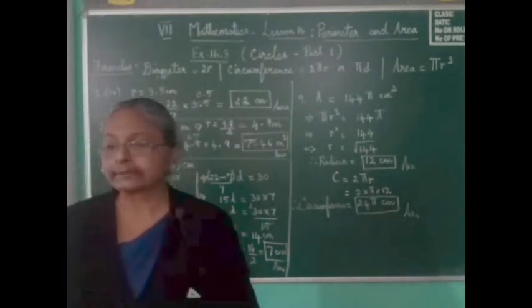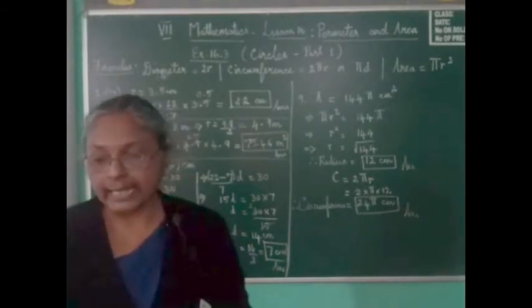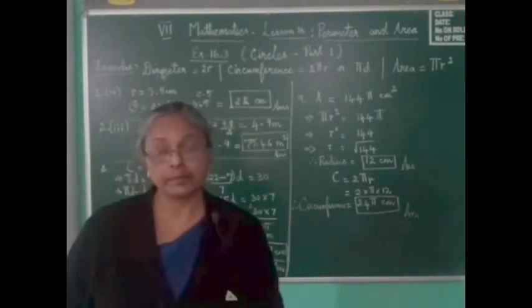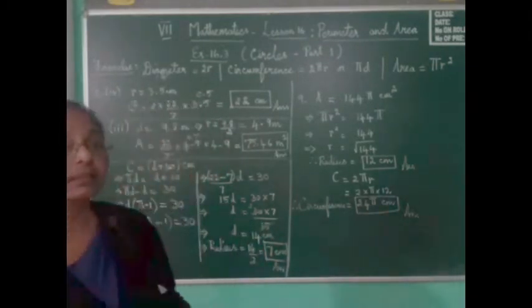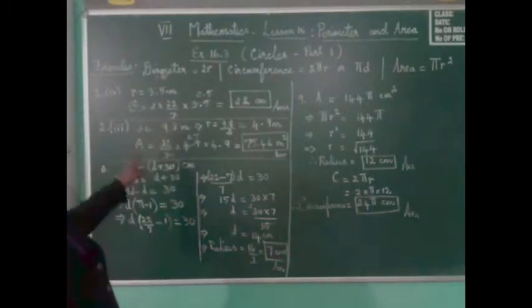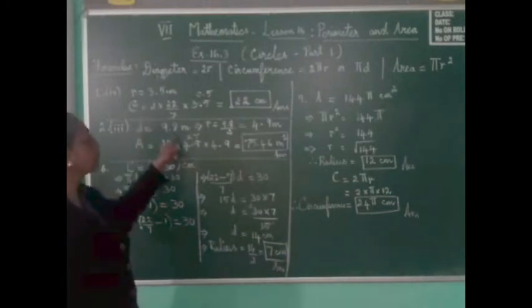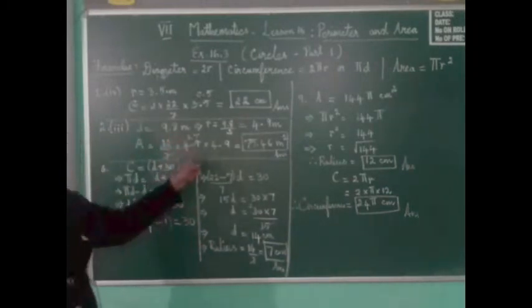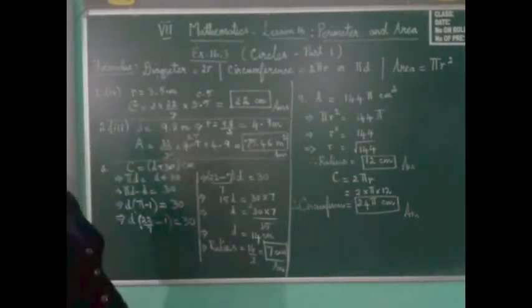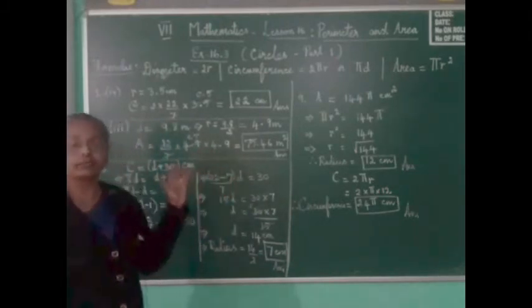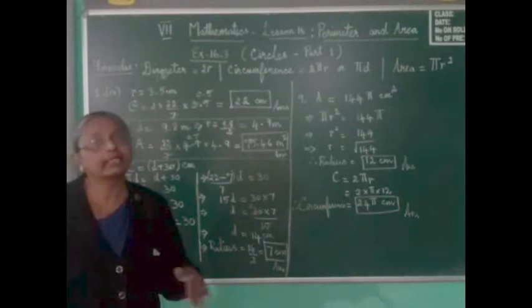Find the area of the circles, given that in some subdivisions the diameter is given and in some the radius is given. I have taken the third subdivision for you. In the third subdivision the diameter's value is given. D is equal to 9.8 meters. So we know the diameter, so we need to find first the radius, then only we can go for area.